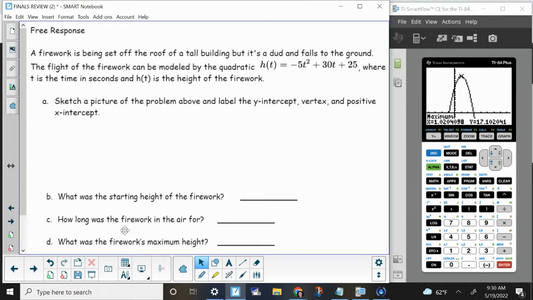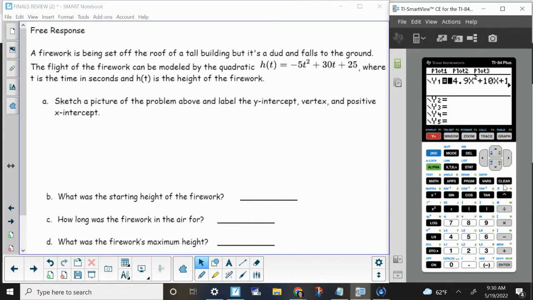Alrighty, let's move on to the next free response example problem. All right, I'm going to go back to my calculator. I'm going to clear this out. All right, and back to my screen.